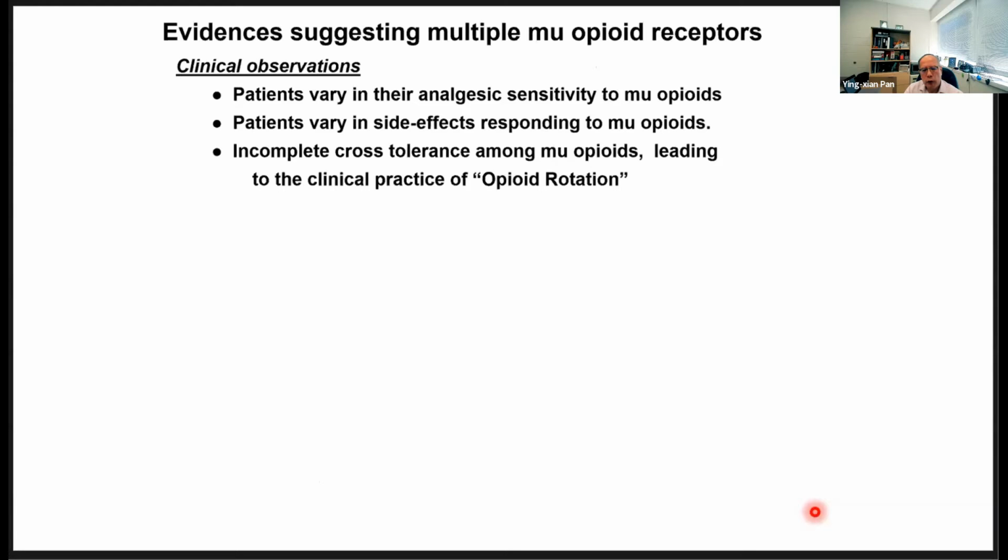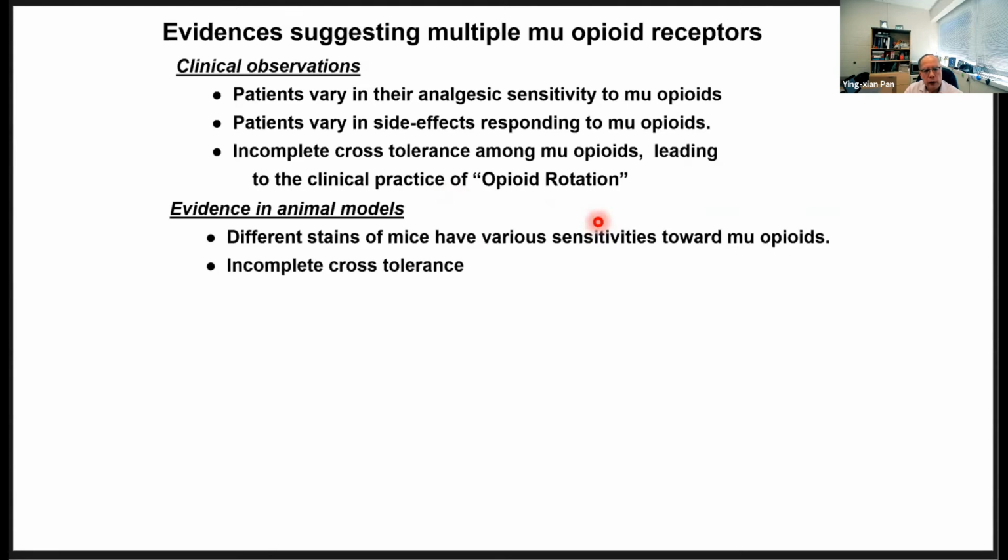The concept of multiple opioid receptors has been suggested by clinical observations. Different patients show diverse responses to mu opioids, not only in their analgesic sensitivity, but also in the side effects. If you give morphine, some people feel itch, but some patients don't. Incomplete cross tolerance among the opioids leads to the clinical practice of opioid rotation. For example, if a patient develops tolerance to morphine, you can switch to fentanyl, another opioid, without a problem.